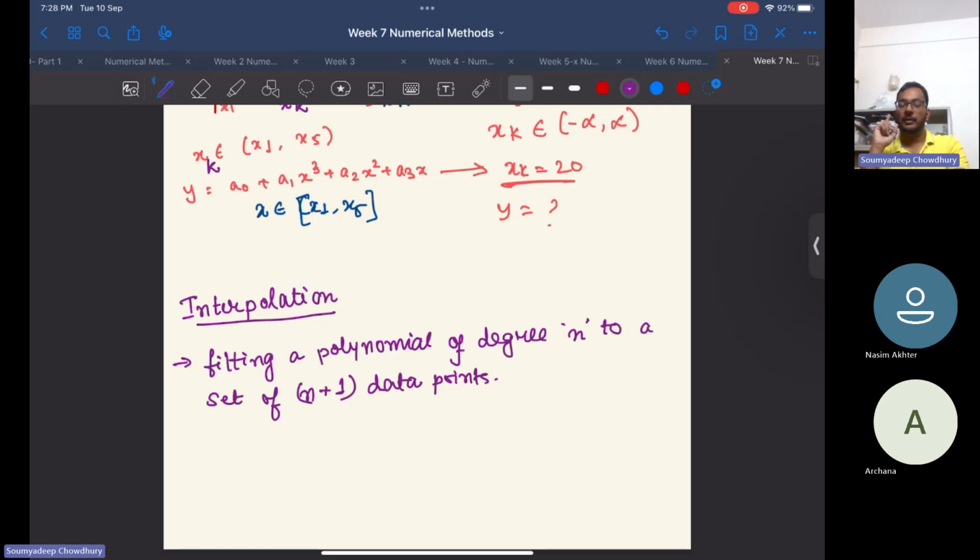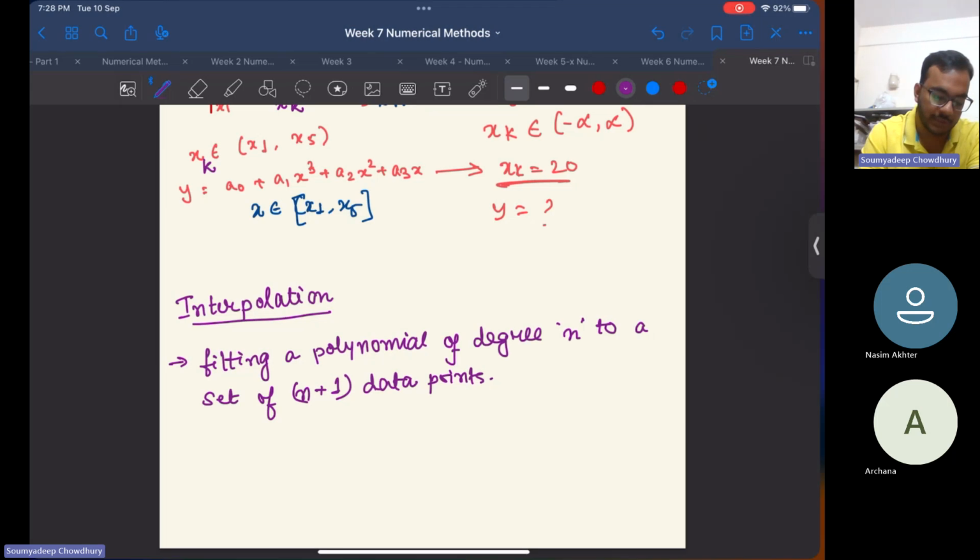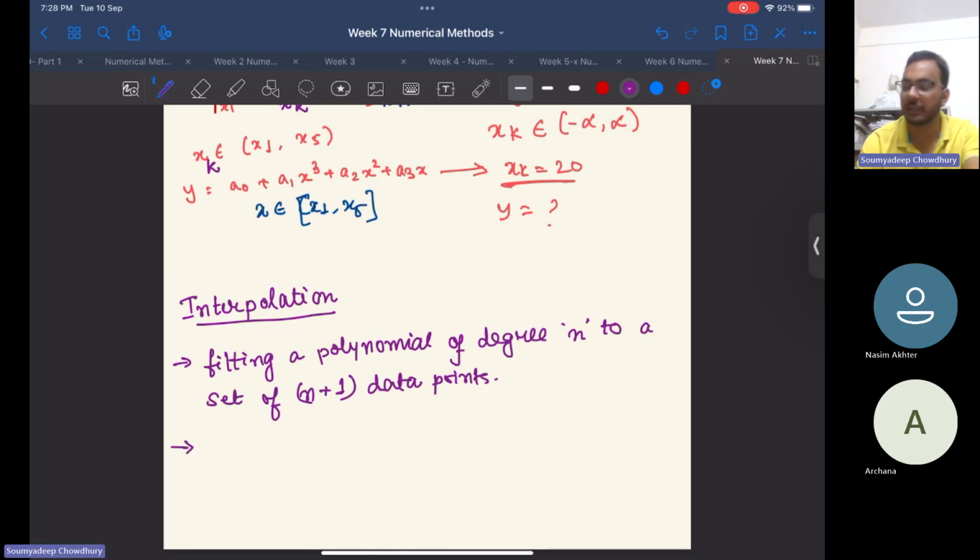If you have n data points, you can fit a polynomial of degree n minus 1. Suppose you have 4 data points. To represent those 4 data points by a polynomial, the most accurate will be a 3 degree polynomial. If you have 5 data points, you can fit a 4 degree polynomial to that. So just remember this: if you have n plus 1 data points, you can fit a polynomial of degree n. Why this is happening, we will see later on.